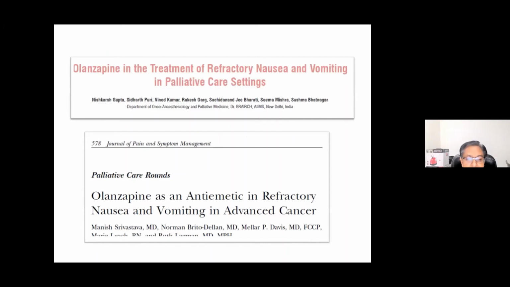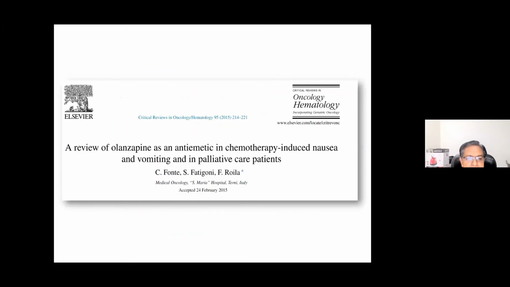Olanzapine is an emerging drug, found to have a role for nausea and vomiting in the palliative care setting. There is a paper from our center also, and there are a couple of papers which have found a good role of olanzapine, not just in chemotherapy-induced nausea and vomiting, but also in palliative care settings. And this is a good review where they have found that it can be used as a therapy where the patient has multiple etiology or is refractory.